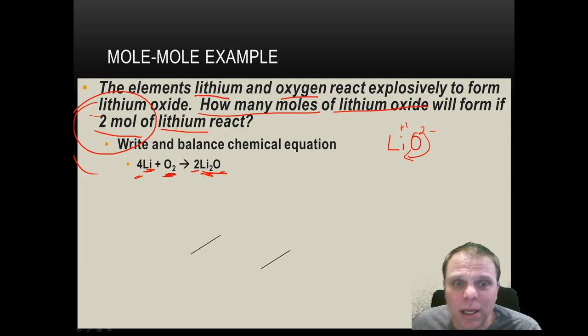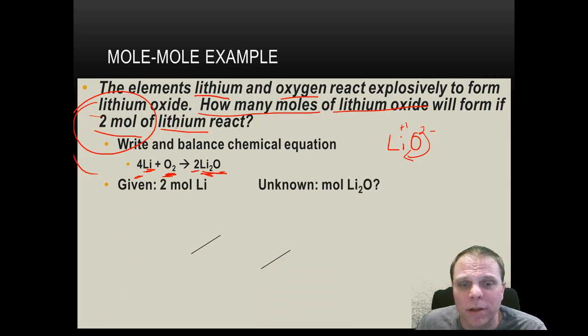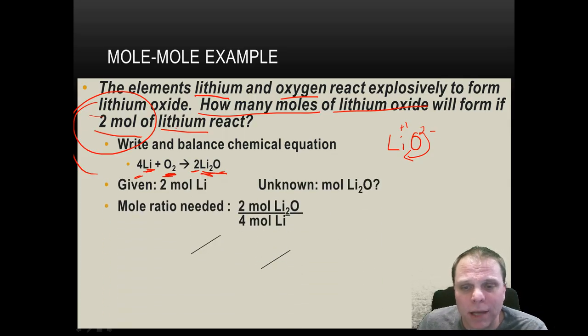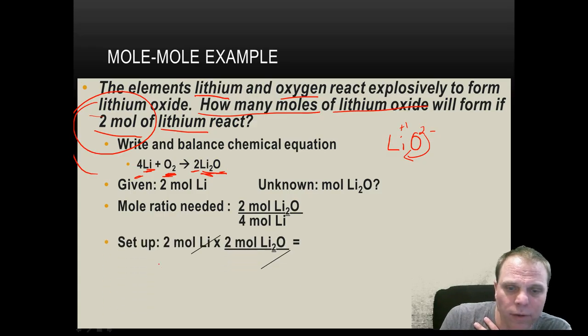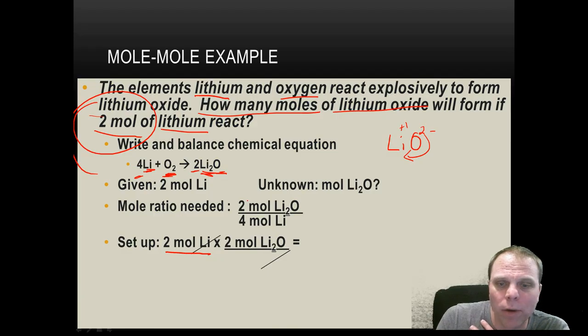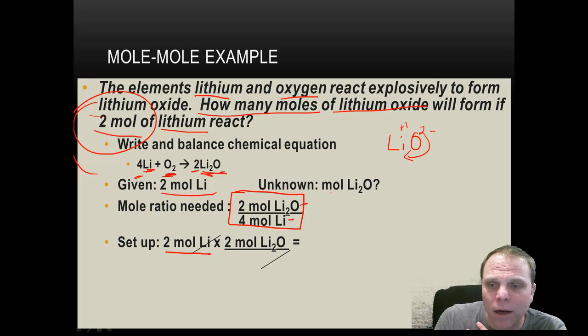Now you start with what you're given. What are you given? You're given the 2 moles of lithium. So that's what you start with. So as you start your problem, you want to start it with the 2 moles of lithium, okay? Now, what mole ratio are you going to need? You're going to need the ratio that takes you between lithium and lithium oxide, right? Because that was the given and the unknown. Here's your given, here's your unknown.